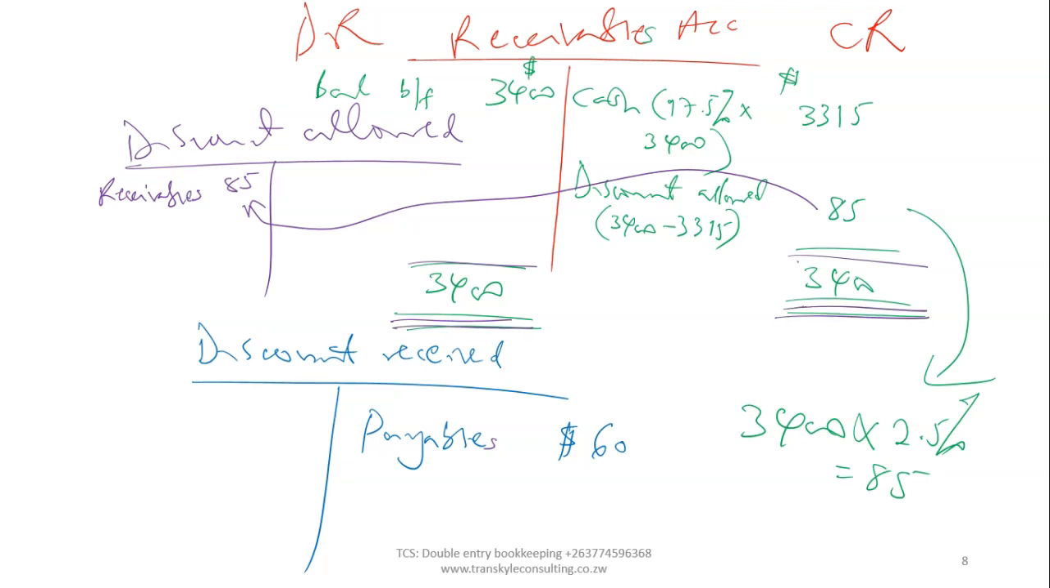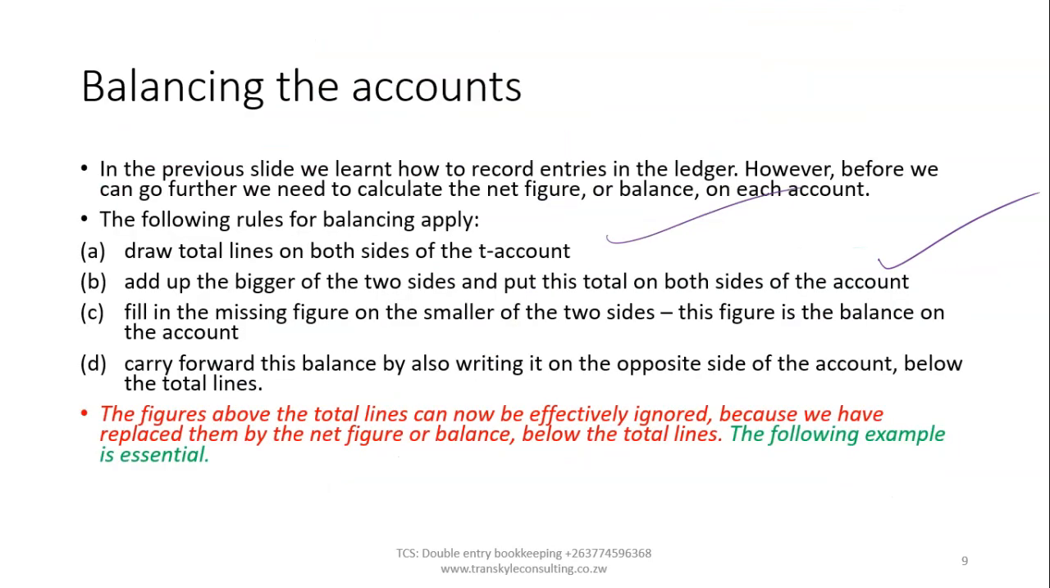Okay, that's the total there. You then have to add up the bigger side, and if you can see, the bigger side was 3.4. That is why we put 3.4 here. Fill in the missing figure on the smaller of the two sides. This figure is the balance on the account. Carry forward this balance by also writing it on the opposite side of the account below the total lines. The figures above the total lines can now be effectively ignored because we have replaced them by the net figure or balance below the total lines.